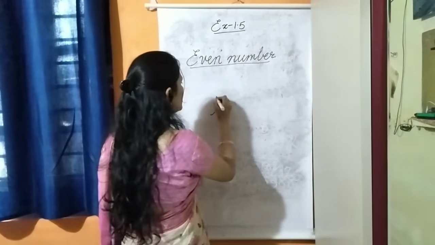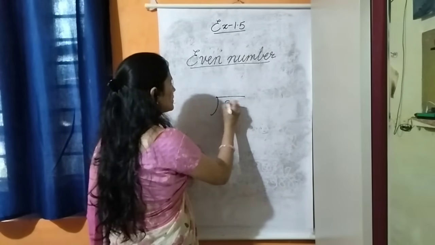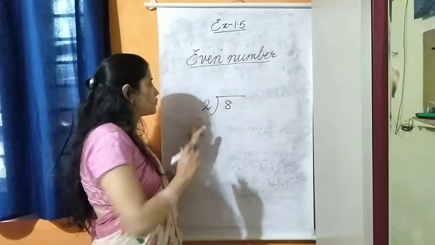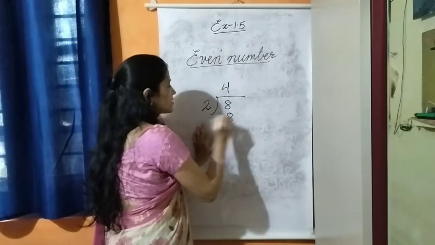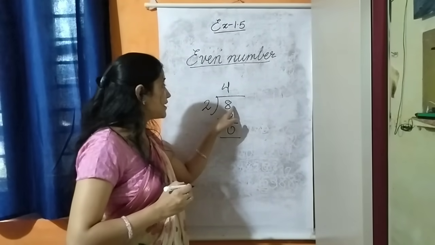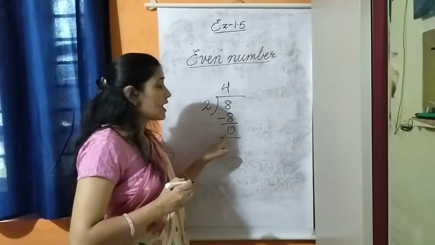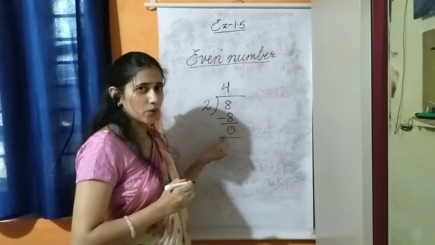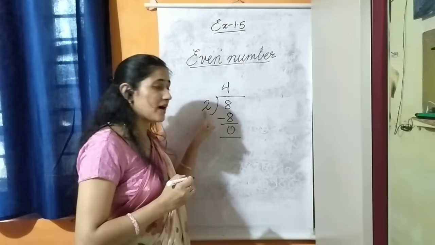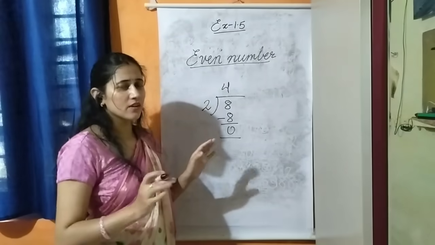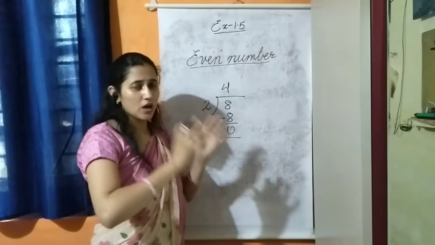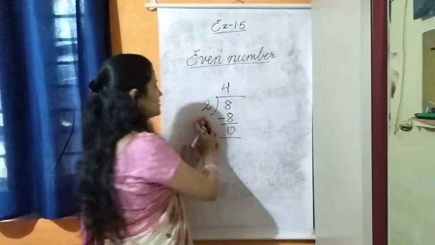Okay, if we divide 8 by 2, 2 fours are 8. 8 minus 8 will be 0. If we divide any number by 2 and the remainder is 0, in that case that number is exactly divisible by 2. So, students, all the numbers which are exactly divisible by 2 are even numbers.